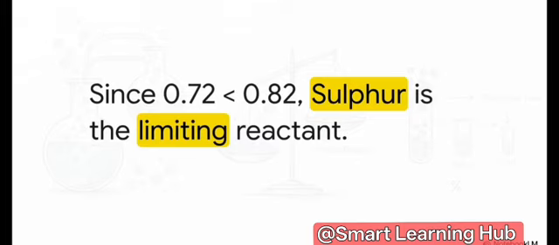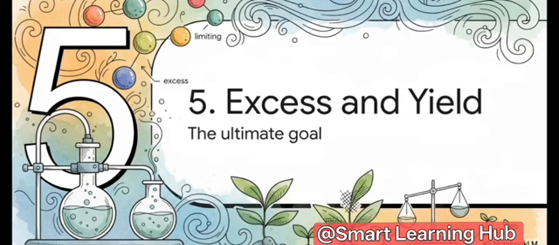We've got 0.82 moles of iron and 0.72 moles of sulfur. Since 0.72 is clearly less than 0.82, sulfur is our limiting reactant. It literally just has fewer available molecules to pair up with the iron. Let's bring it home with section 5, finding excess and yield, the ultimate goal.